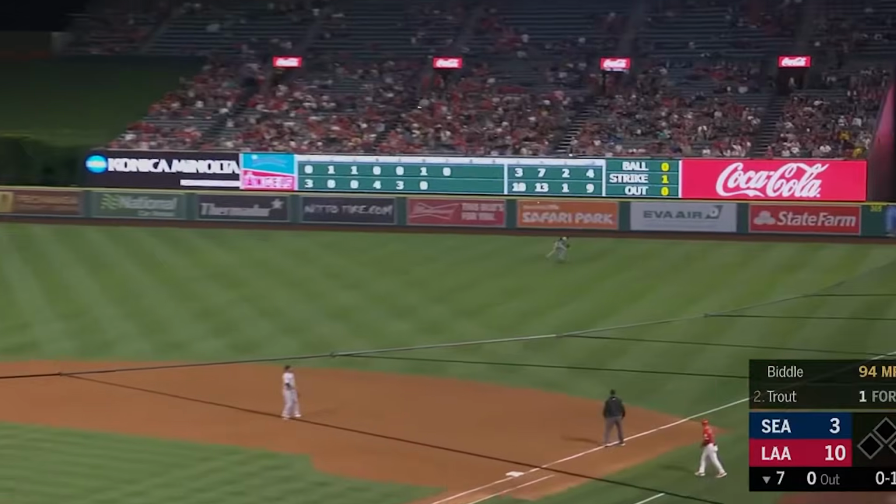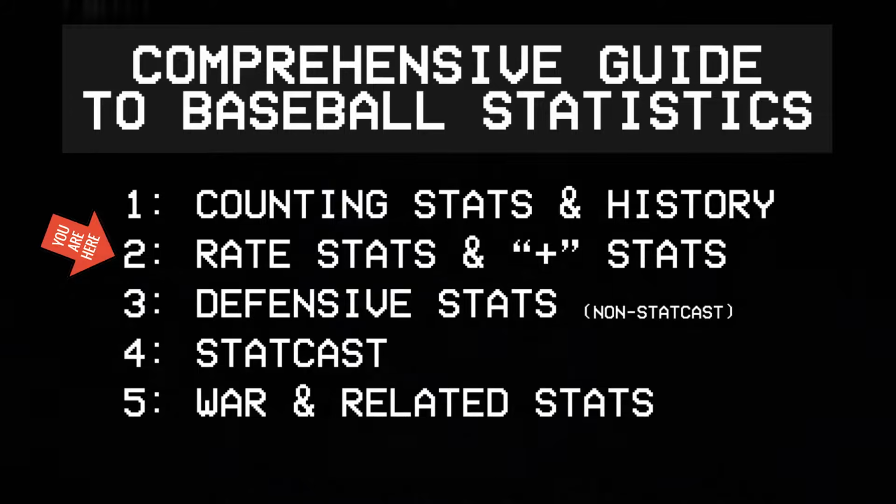Baseball, rate and plus statistics. Hey, this is the second video in a 5-part comprehensive guide to baseball statistics. This video covers rate stats, like on-base percentage and ERA, and plus stats, which are a newer category of stat that ultimately makes things easier for fans.